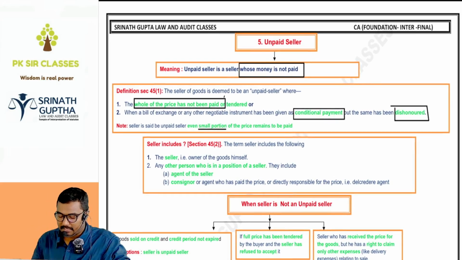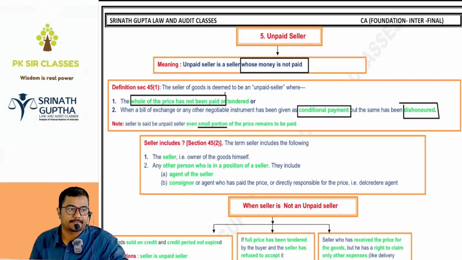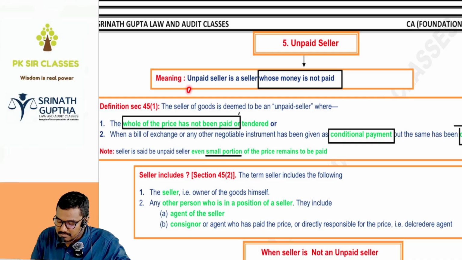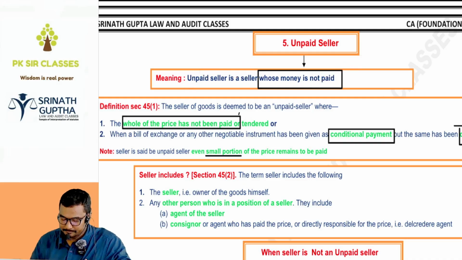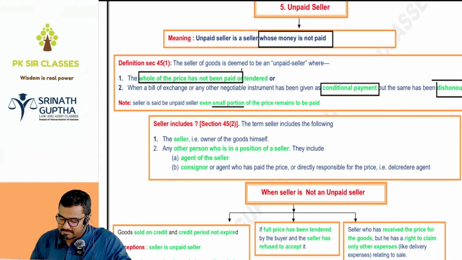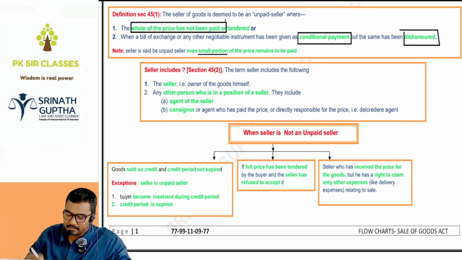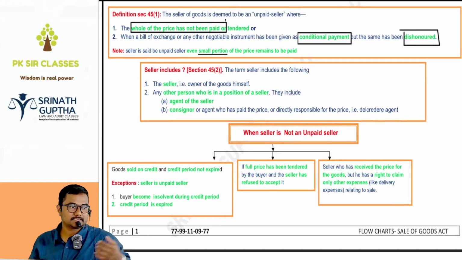Let us revise the concept of unpaid seller. Who is the unpaid seller? A seller is said to be an unpaid seller if the seller's price is not paid. The unpaid seller is the seller whose money is not paid by the buyer. In the definition, a seller is said to be an unpaid seller when the whole of the price is not paid.